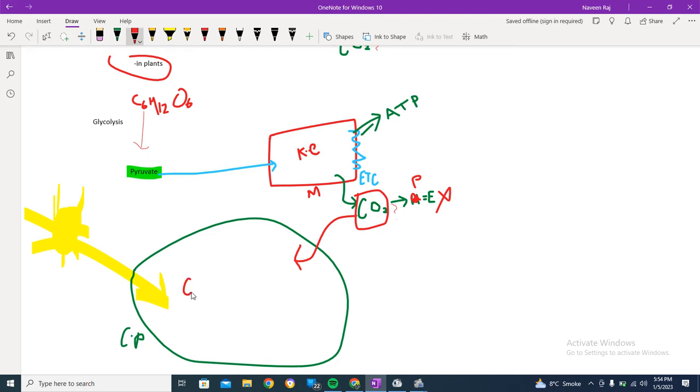That is like this: CO2 plus H2O, plus H2O. This will produce C6H12O6 plus O2. This is glucose plus O2. Right, this O2 is produced, and this is released into the environment.